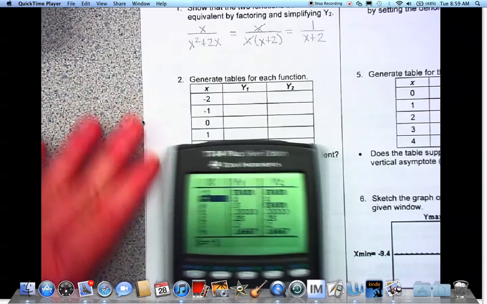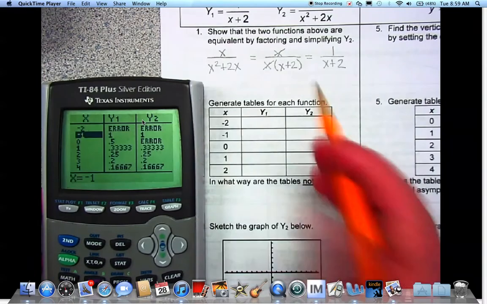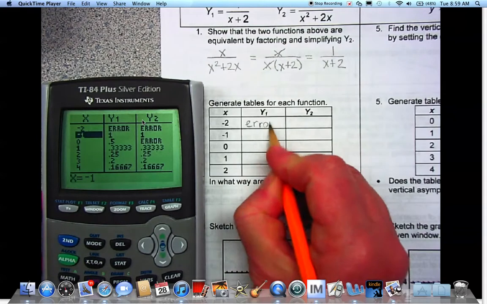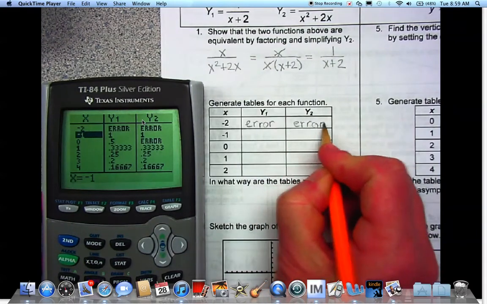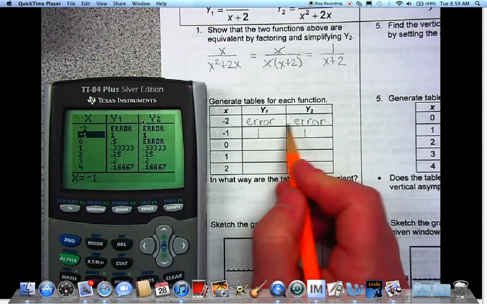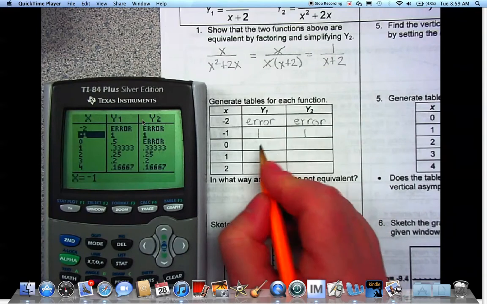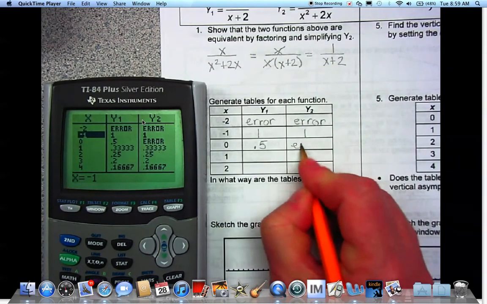Okay, so at -2, are they the same? No. Yeah, there's an error. What does that mean? When does it say error? What does it say? Mine does. That should be okay. You got it? There we go. Okay. And then at -1, are they the same? Yep. And right, somebody said these are vertical asymptotes at -2 because there's an error. And then at 0, are they the same? No. 0.5 and an error.